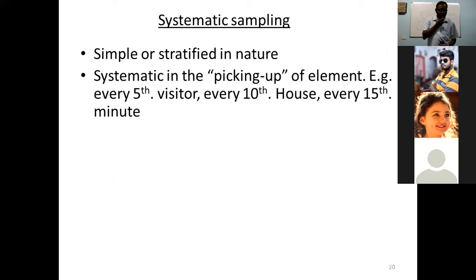Right, systematic sampling. This is a little bit different type of sampling. It is very simple or stratified in nature. Systematic sampling combines these two together. It is systematic in the picking up of elements, for example every 5th house, right?